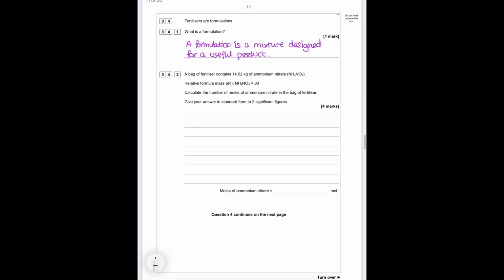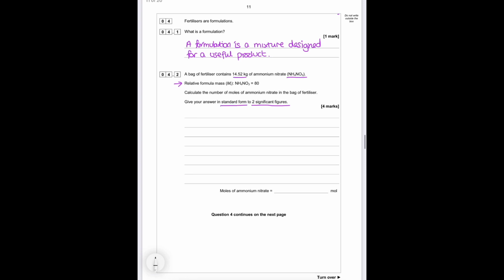Now, in the next part of the question, it says a bag of fertilizer contains 14.52 kilograms of ammonium nitrate, and we're given the formula. We're told the relative formula mass of ammonium nitrate is 80. Calculate the number of moles of ammonium nitrate in the bag of fertilizer. Give your answer in standard form to two significant figures, and that's important, standard form.